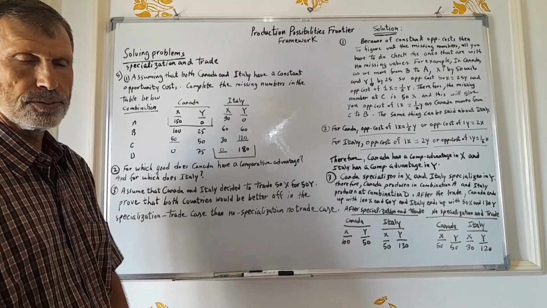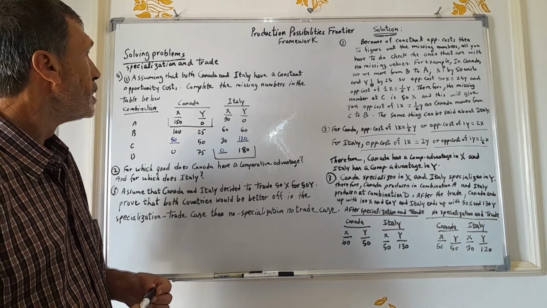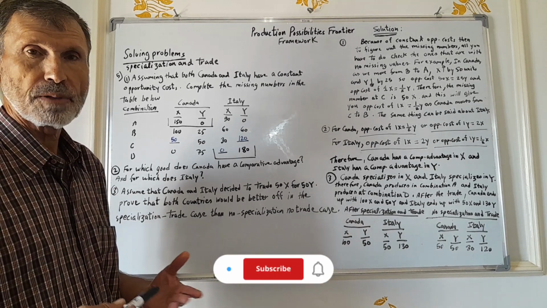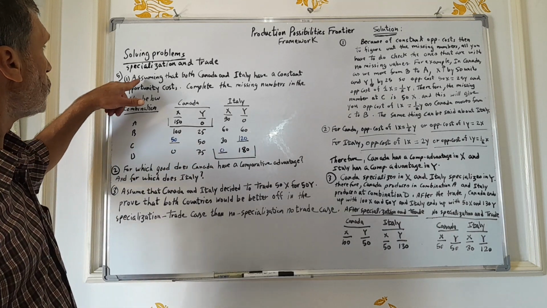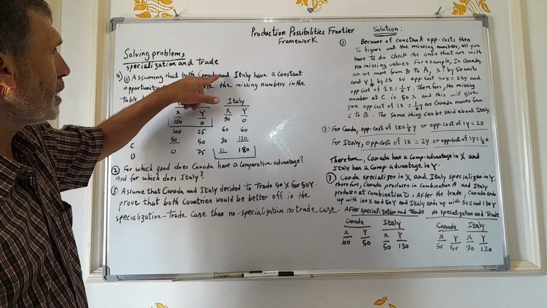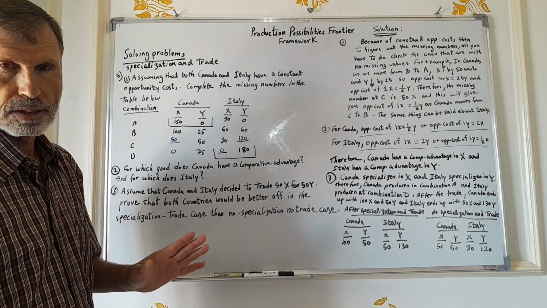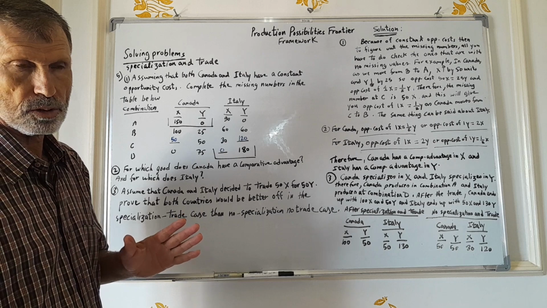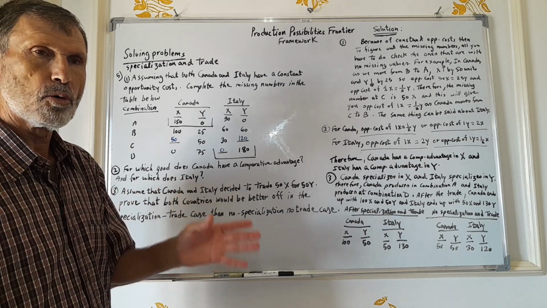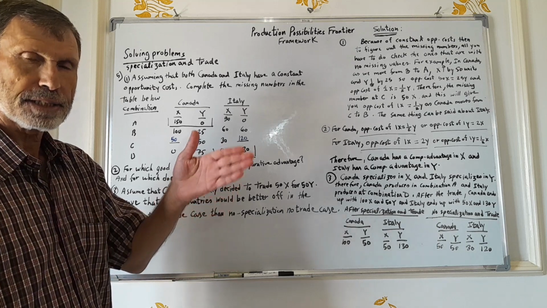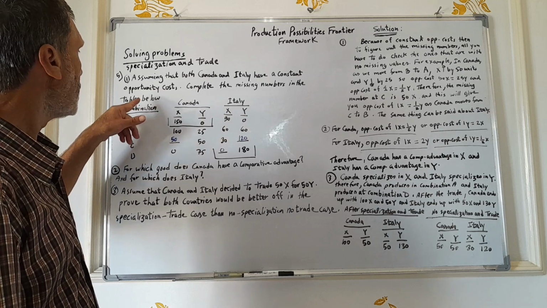Okay, now we move to talk about another problem. This problem also talks about specialization and trade. The problem says, assuming that both Canada and Italy have a constant opportunity cost. Constant opportunity cost means the PPF of both countries is a straight line. Complete the missing numbers in the table below.